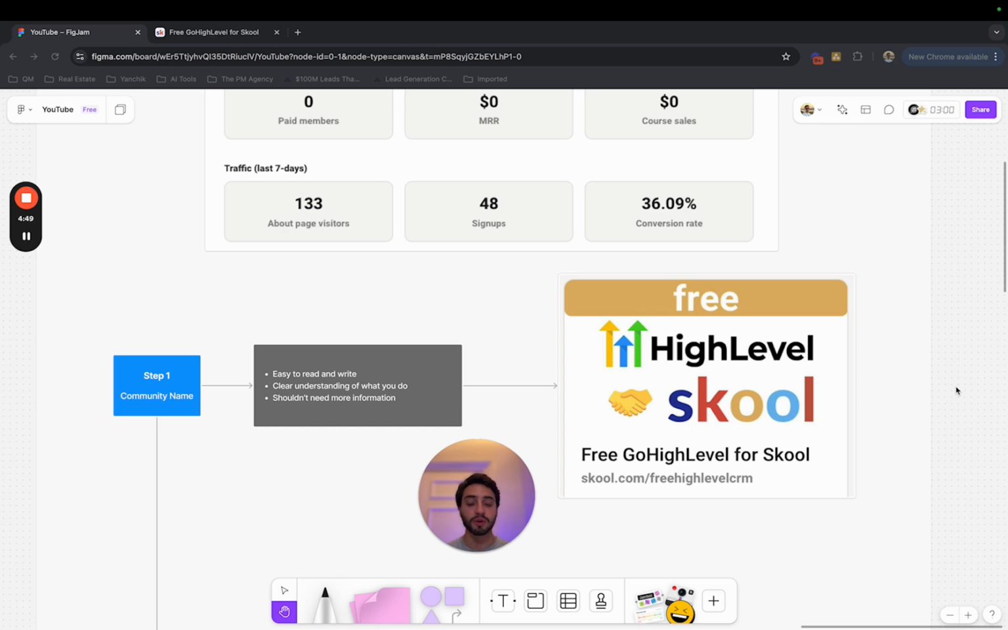The reason that your community name is so important is because this is one of the first things that your target avatar is going to see about your community. So you need to make sure that you fully optimize it to convey exactly what you do without needing any extra information. Once you've looked at your title, then we can move on to the second key thing.